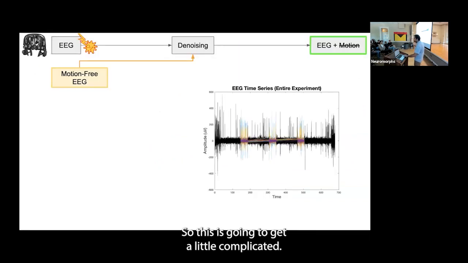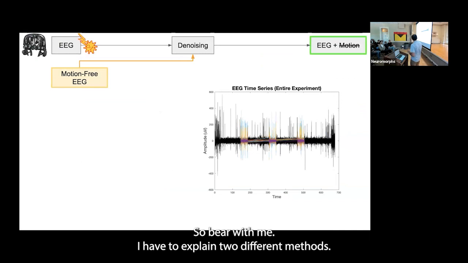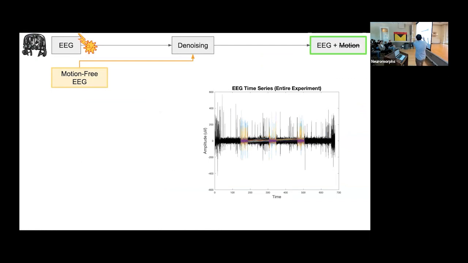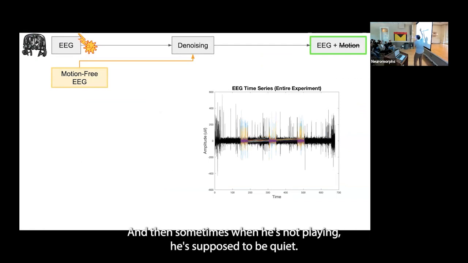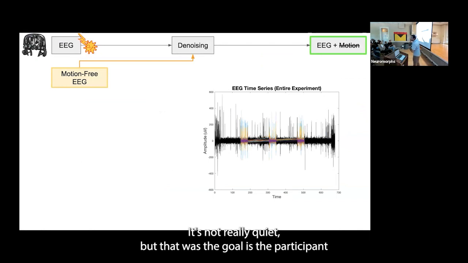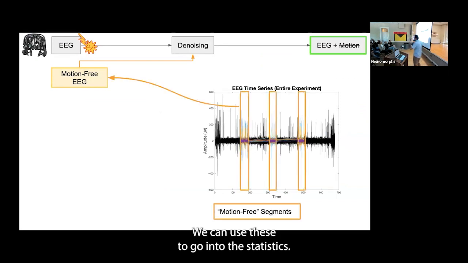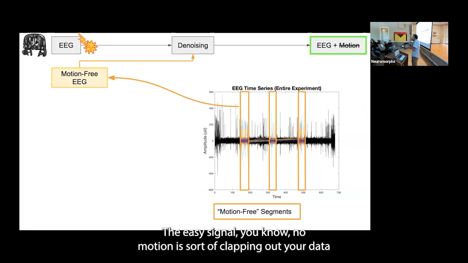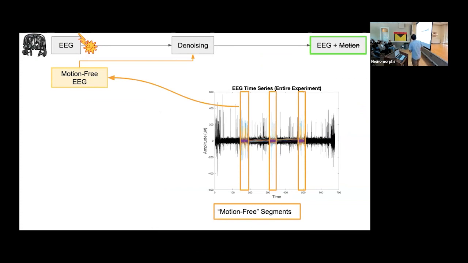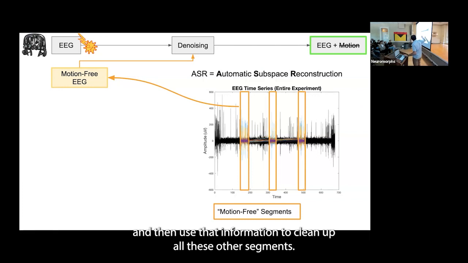This is going to get a little complicated, so bear with me, I'll try to explain two different methods. The first method uses motion-free EEG. This is Matthias playing for about 10 minutes, and you see there's a lot happening in his EEG. I'm looking at all the channels together. Sometimes when he's not playing, he's supposed to be quiet. Well, he's not really quiet, but that was the goal: if the participant is silent in these motion-free segments, we can use them to learn the statistics of the EEG signal when no motion is corrupting your data, and then use that information to clean up all these other segments.